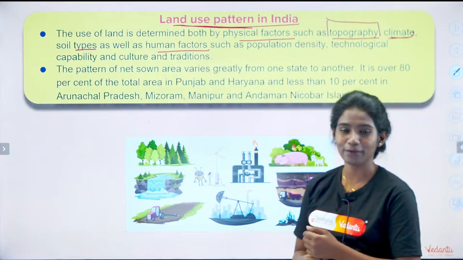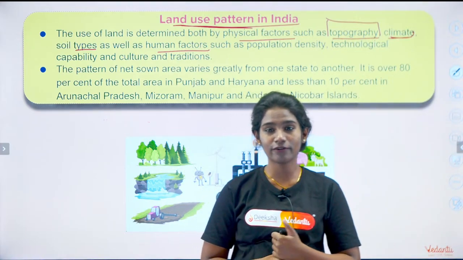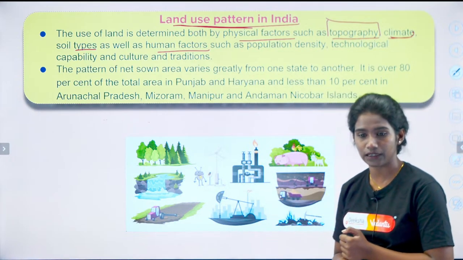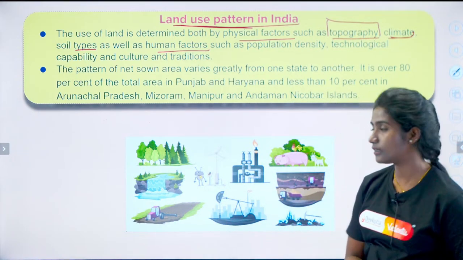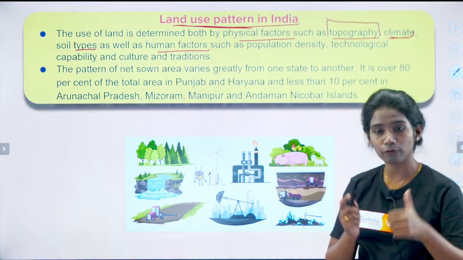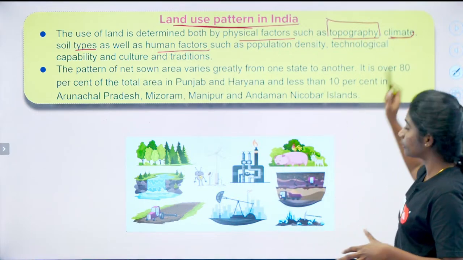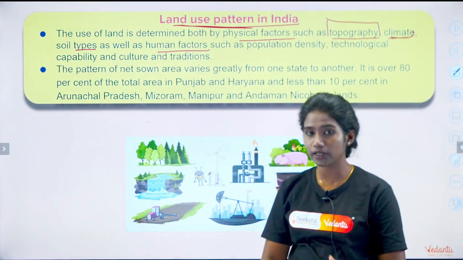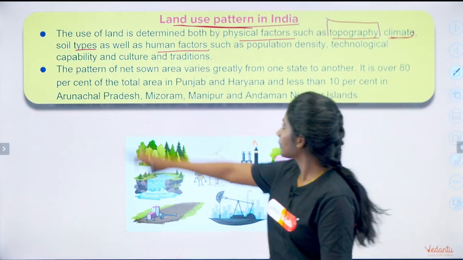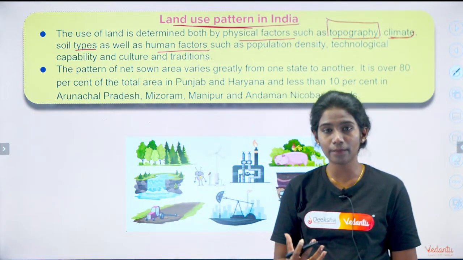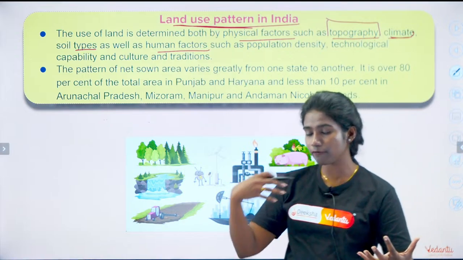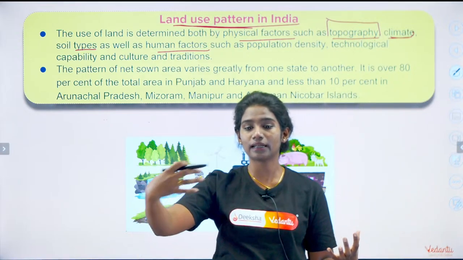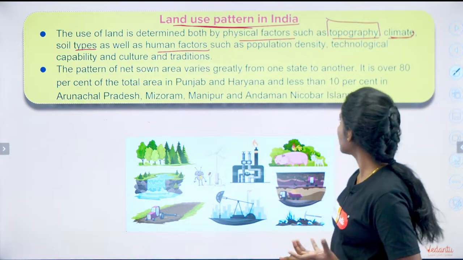What is topography? Topography is the study of Earth's surface. By studying topography, along with the climatic conditions in a particular region and the soil type, we can determine in which place, and for what purpose, the land is utilized. Okay, clear with that?